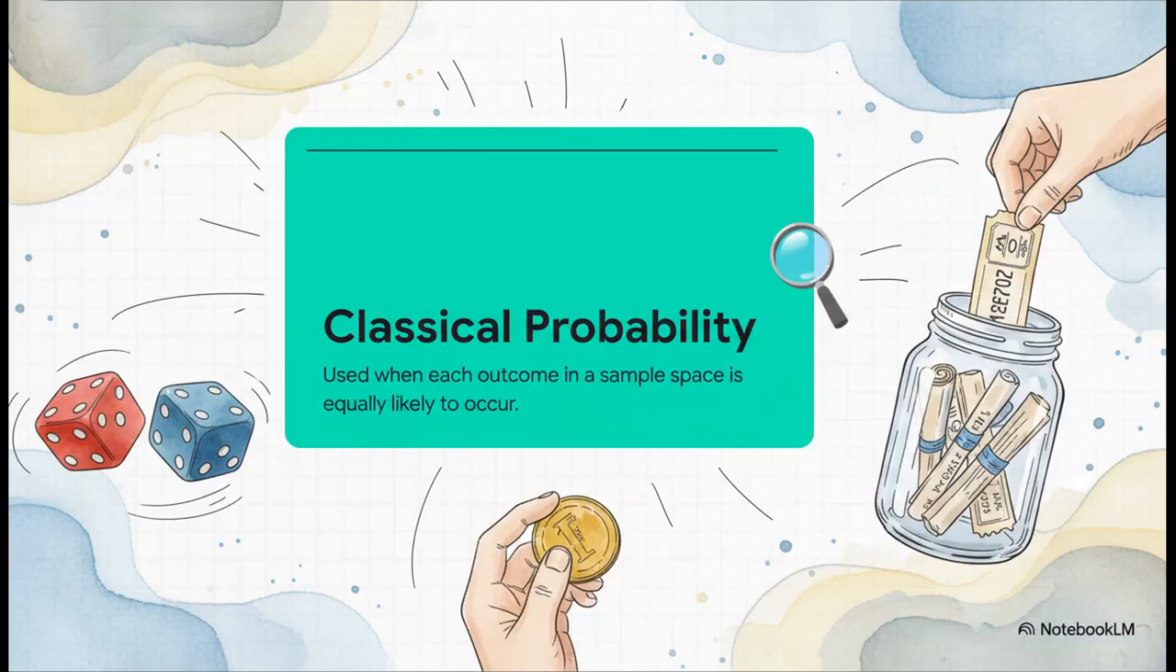First, you've got classical probability. This is the stuff of textbooks, the world of pure theory. We're talking fair coins, perfectly balanced dice, raffle tickets. Whenever every outcome has an equal shot, the probability is just the number of ways you can win divided by the total number of possibilities.